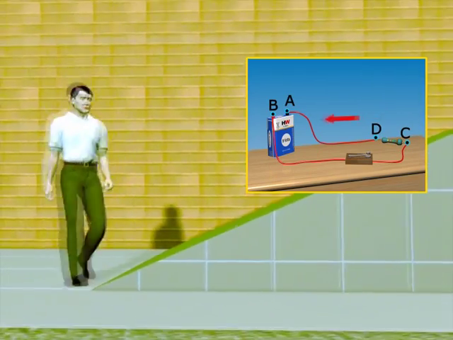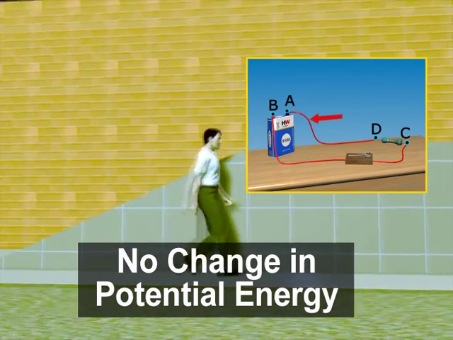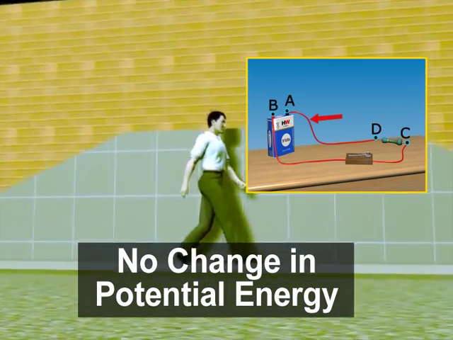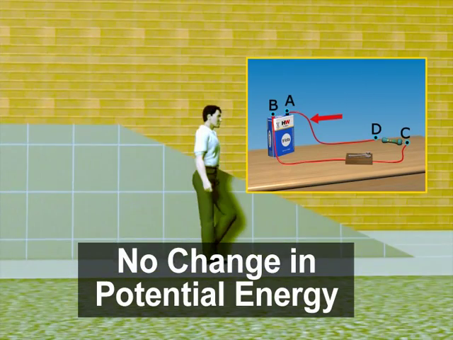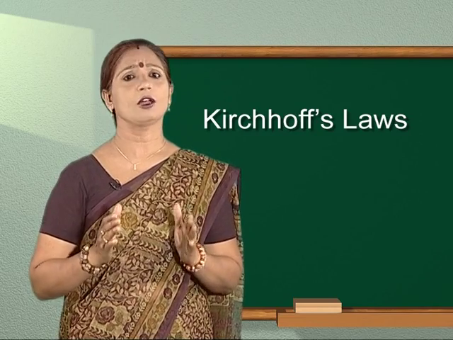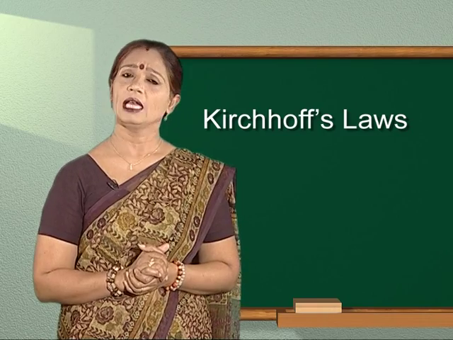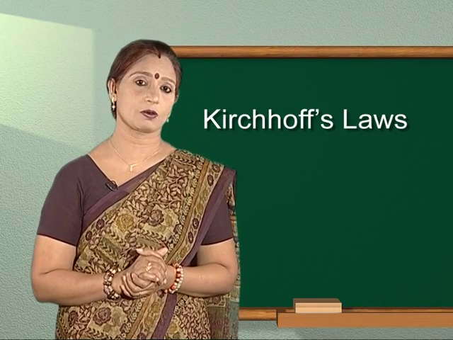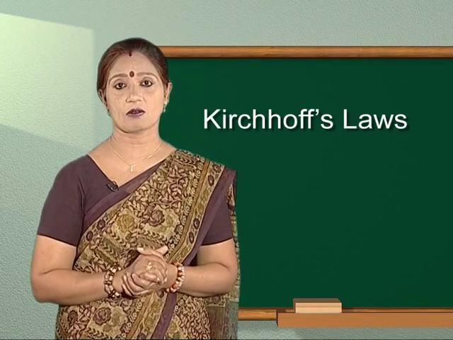Also, there is no change in his potential energy as he walks back to the starting point along the base of the double slope. Though both of Kirchhoff's laws talk about complicated circuits, can you find some differences between them? Let me help you find these differences out.